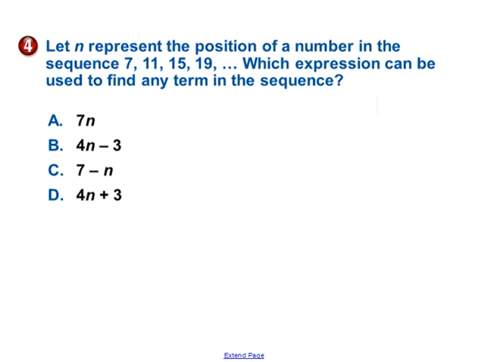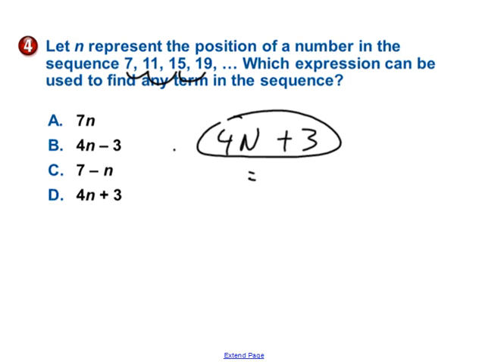Let n represent the position of a number in the sequence 7, 11, 15, 19. Which expression can be used to find any term in the sequence? Well, I see the difference here is 4. The difference here is 4. The difference here is 4. So it's going to be something with 4 times n, but I do need to add 3 to get the first one to work out. I'm going to check the second one, so I'm going to put 2 in. 2 times 4 is 8, plus 3 would be 11, so it checks out. So I think it is 4n plus 3. 4n plus 3 is letter D.